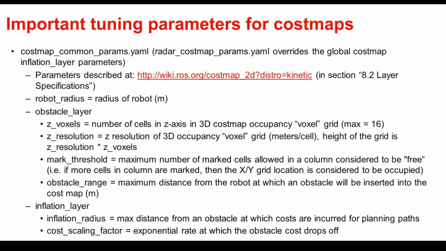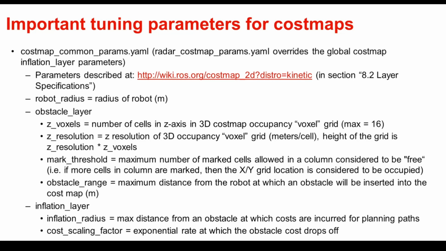Mark threshold is the maximum number of marked cells allowed in a column considered to be free, meaning that if more cells in the column are marked as occupied, then that XY grid location in the 2D cost map is considered to be occupied, and so the robot will avoid it. Obstacle range is the maximum distance from the robot at which an obstacle will be inserted into the cost map in meters.